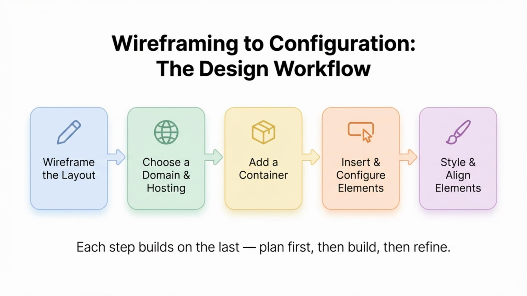Let's pull everything together into a clear workflow. You start by wireframing your layout, sketching out what goes where. Then you sort out your domain and hosting so you have a place to publish. Next, you build your page structure by adding containers, then insert and configure the specific elements inside them, like buttons. Finally, you style and align everything until it looks polished. This order matters. Planning before building saves a lot of time and rework.